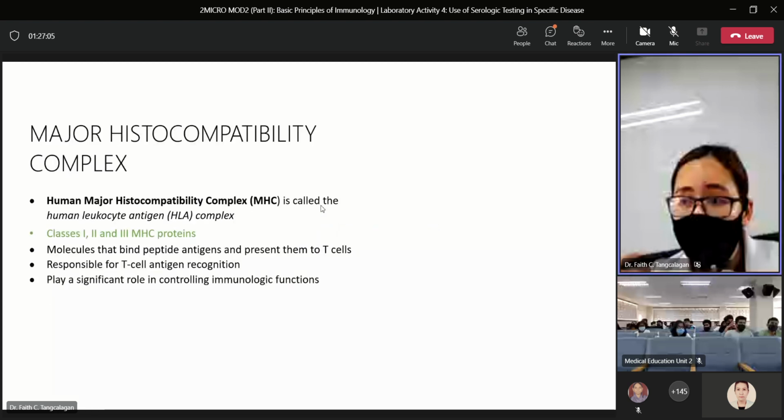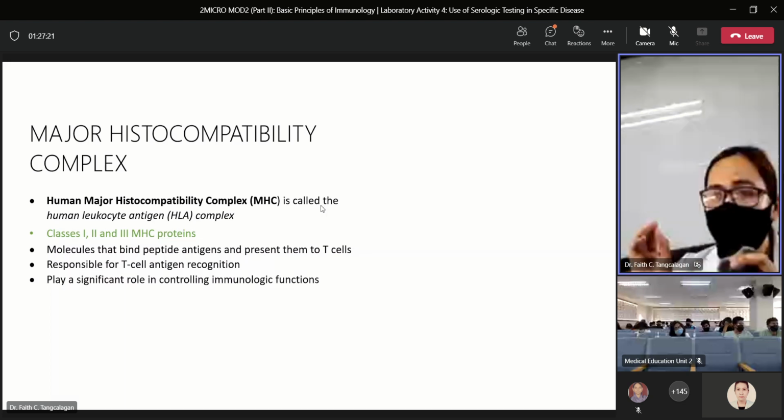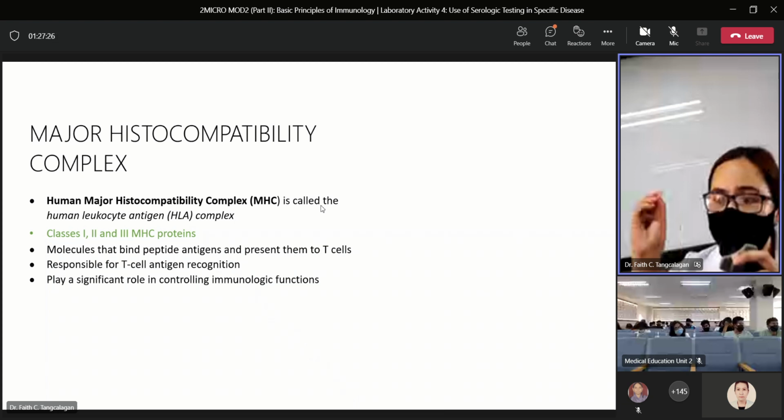So, the major histocompatibility complex, or MHC, as we all know it, is the molecule attached to a cell that acts as a marker to present to the T cells, to detect that this is a foreign cell. Those are called your MHC or your HLA complex.